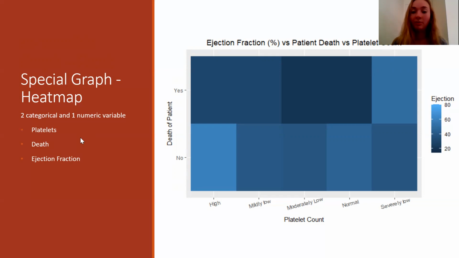The graph probably would have been better if I had variables that related more to each other in a meaningful way. Platelet count isn't super important or super interesting, but was the categorical variable with the most categories. There were also only a couple patients with severely low platelet counts, so a variable with a more equal distribution would have been better.